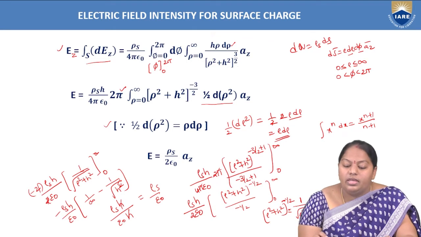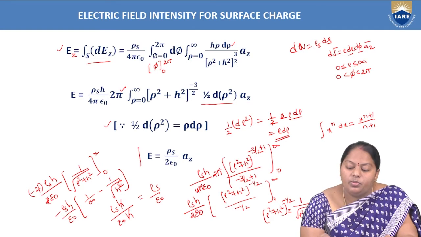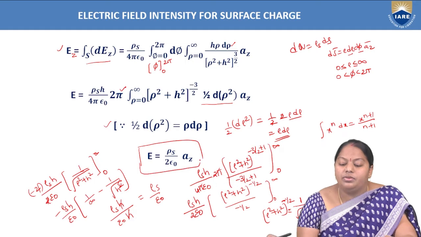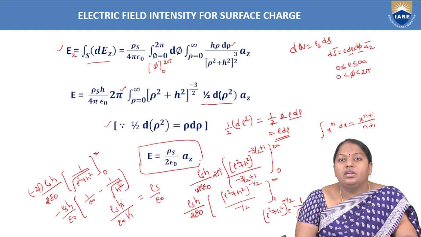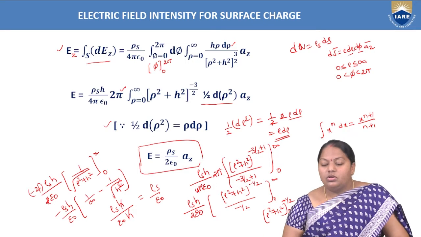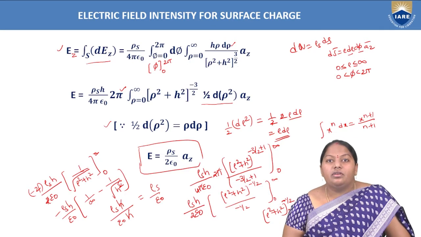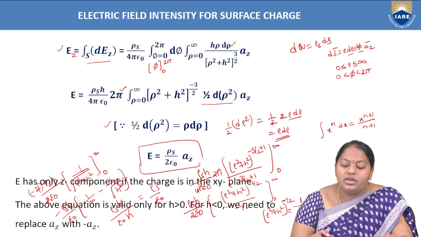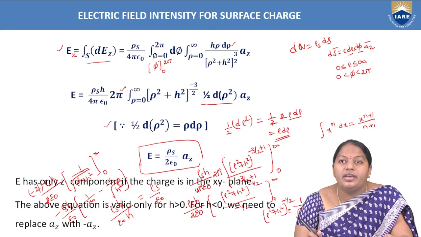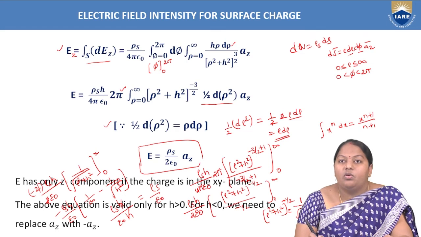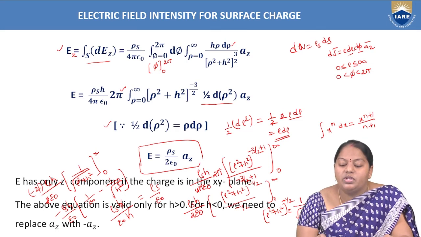Okay, so like this, the E equation is obtained as E equal to rho s by 2 epsilon naught into Az. Why is it Az, understood? Because we have considered the electric field intensity E direction in the Z component. Hence, E equal to rho s by 2 epsilon naught into Az.